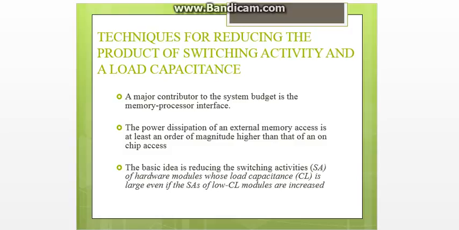Next, we'll be seeing techniques for reducing the product of switching activity and load capacitance. A major contributor to the system power budget is the memory processor interface. The power dissipation of an external memory access is at least an order of magnitude higher than that of an on-chip access. For this reason, a lot of techniques for reducing energy consumption of the off-chip buses have been proposed. The basic idea is reducing the switching activities of hardware modules whose load capacitance is large, even if the switching activity of the others is increased.